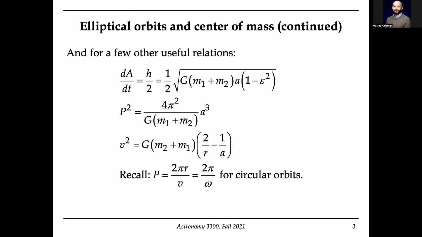This one you may not have seen. This is the vis-viva equation. And this just tells you your speed instantaneously at any location in the orbit. And similarly here, this is how we define the period in terms of these parts for circular orbits.